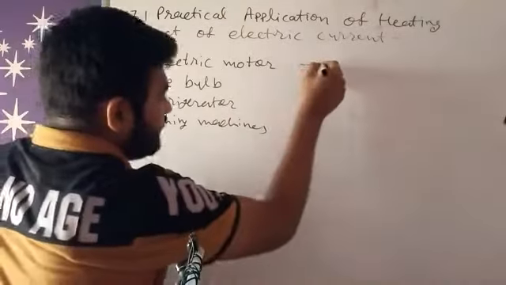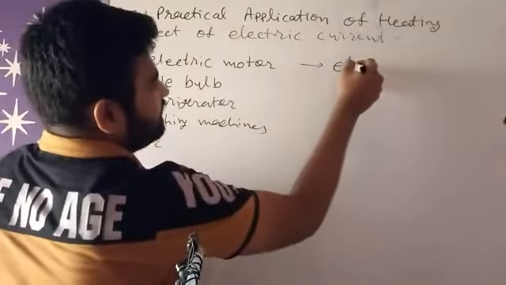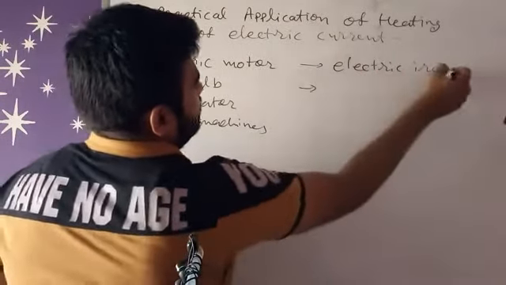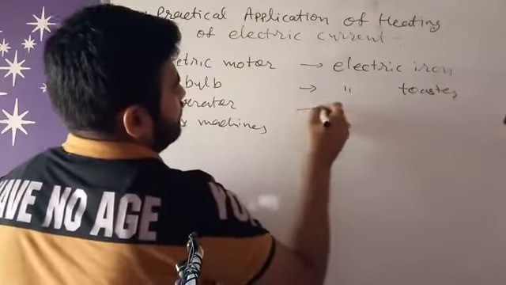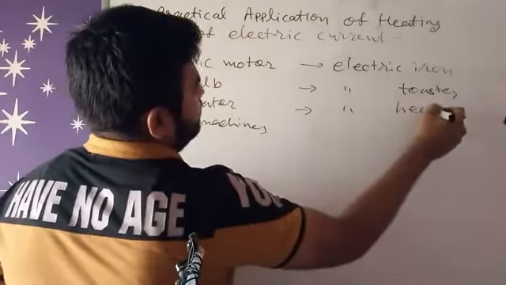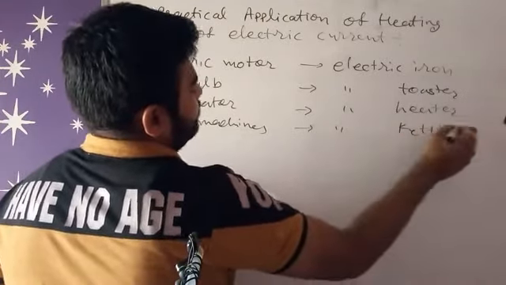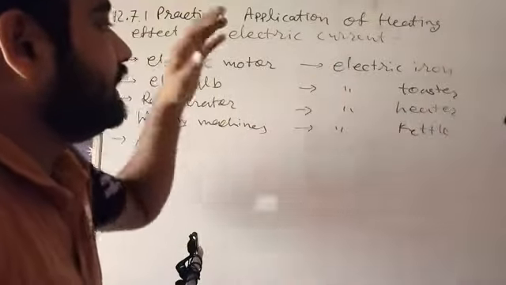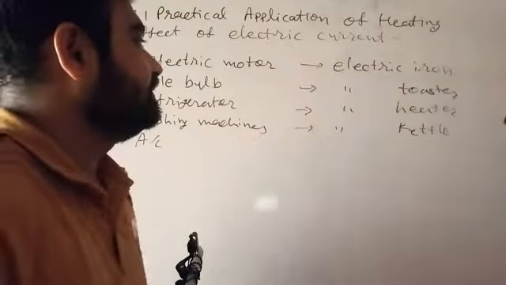Now, we want heat energy from electric current. Those devices are here. First, the electric iron, electric toaster, electric heater, electric kettle. So these are the devices where we want heat energy from electricity.